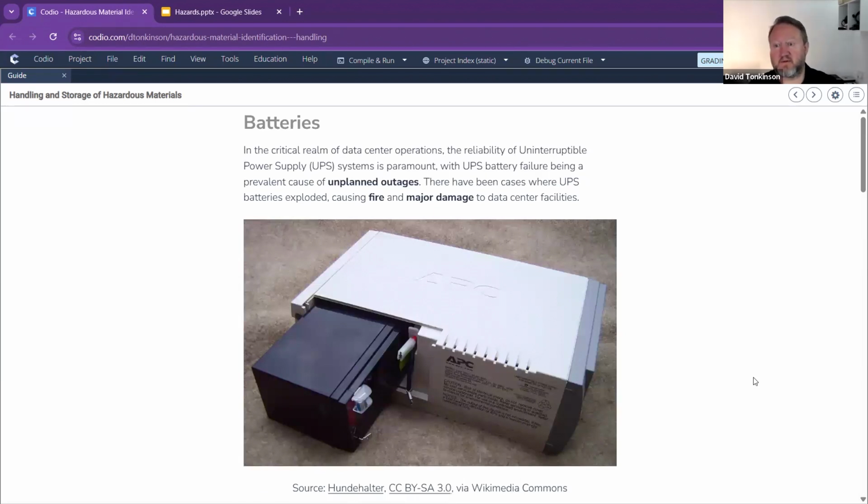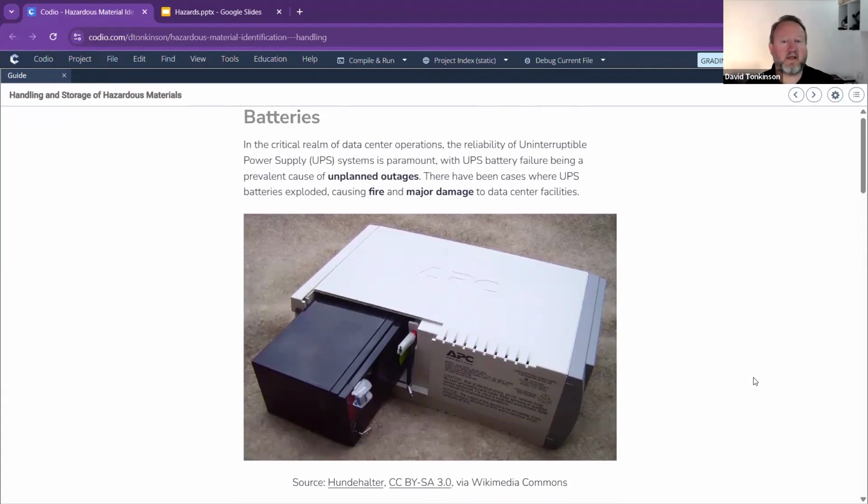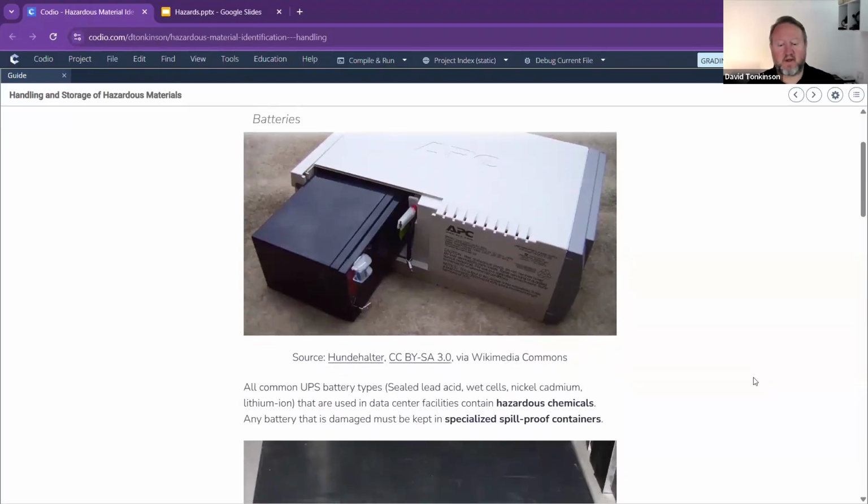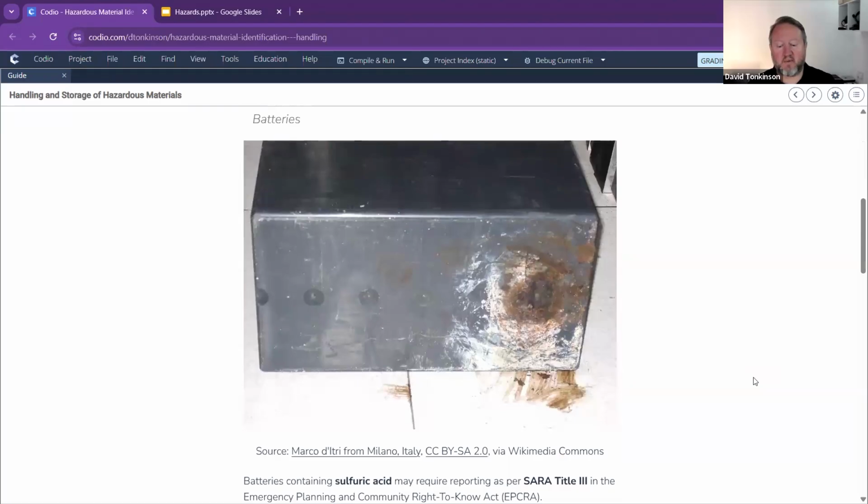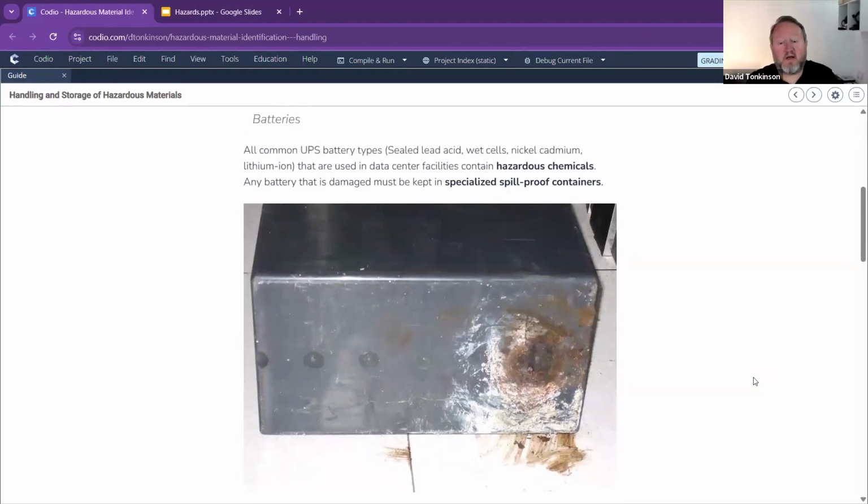So batteries. We talked about fuel. The other thing that has a lot of hazardous materials in it is batteries. We know they can be faulty if they get dented by anything. Lead acid batteries do contain a bucket load of acid, so we have to be concerned about those. Here's a good example of a burn that occurs if it drips out and leaks out. So if we're transporting these, a damaged battery needs to go into a specialized container that will contain that acid and not let it leak out the bottom.